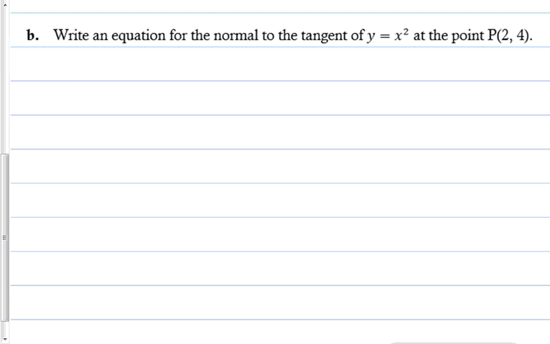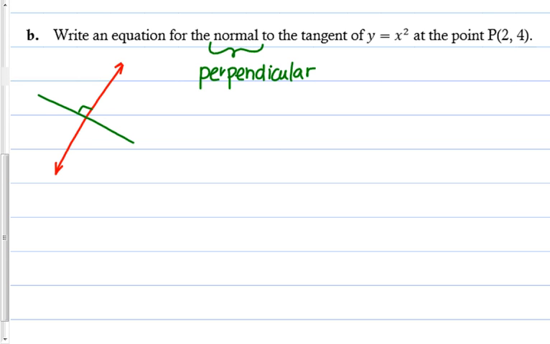Okay, B, write an equation for the normal to the tangent of y equals x squared at the point P, 2, 4. Okay, normal. Now this is not your normal kind of normal. In math, the word normal actually means perpendicular. So I'm going to fake it. This is the line, the red line from my graph. Just pretend. The normal would be a line that is perpendicular to that tangent.